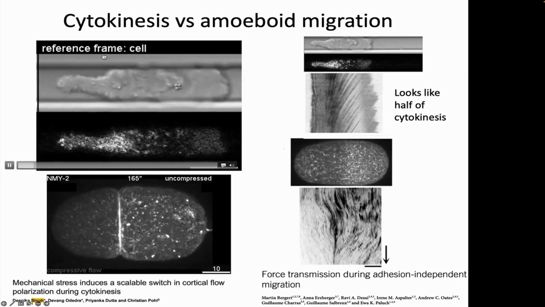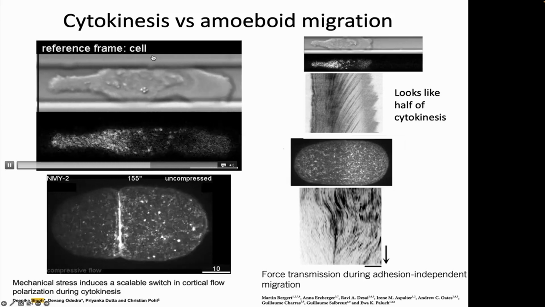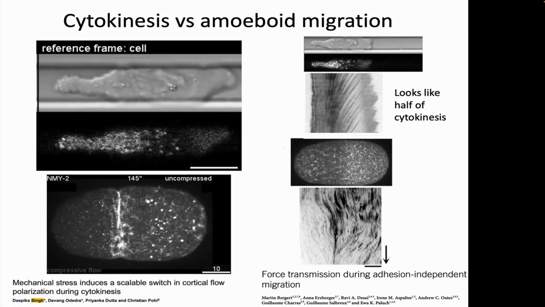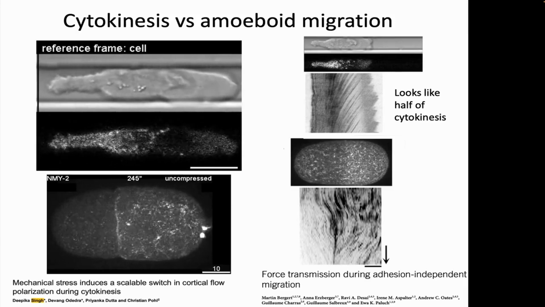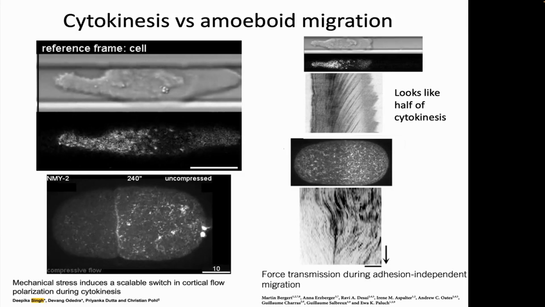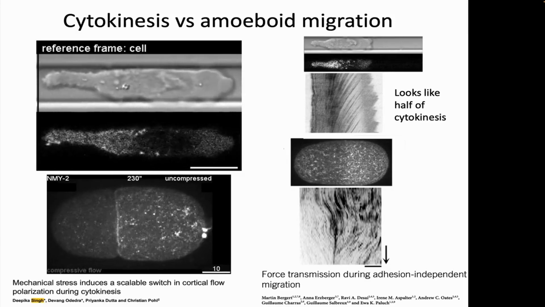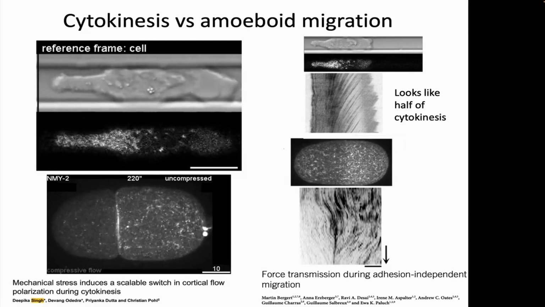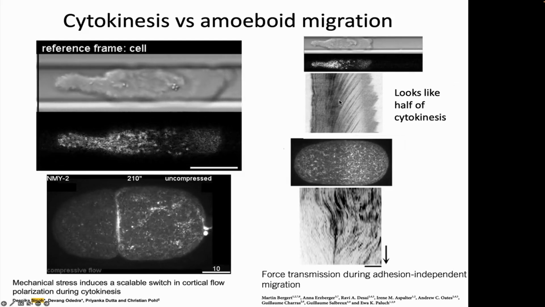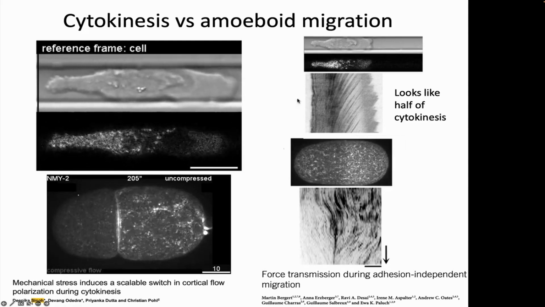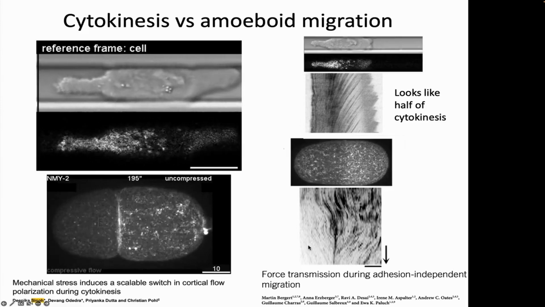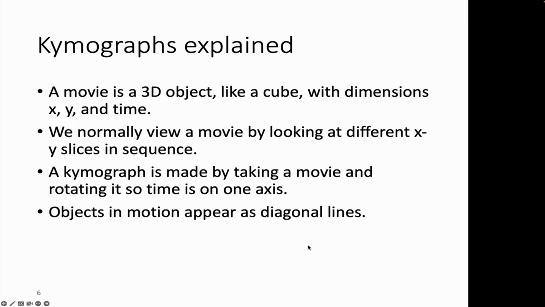And I will say, if you look at the top here, you can see it says the reference frame is the cell. So this movie has been modified so the cell just stays in place during the entire movie. And we have these two kymographs that show the flow of material over time. I'm going to come back to these in just a second. But for those of you that aren't familiar, kymographs are a way of looking at time-lapse data that's really powerful.